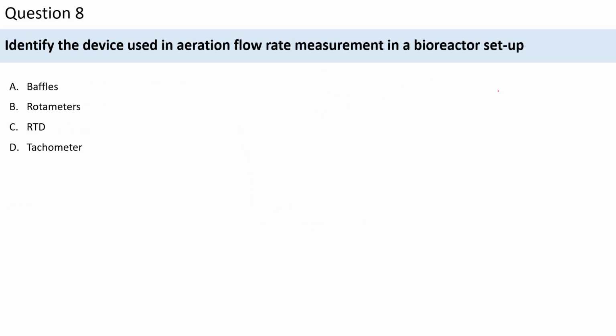Question number 8. Identify the device used in aeration flow rate measurement in a bioreactor setup: baffles, rotameters, RTD, and tachometer.